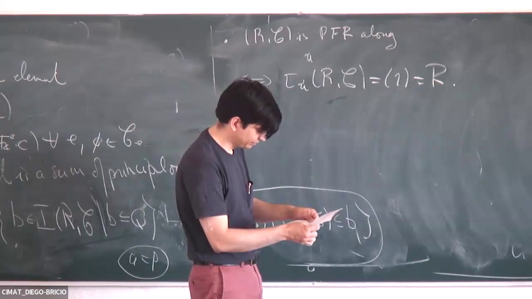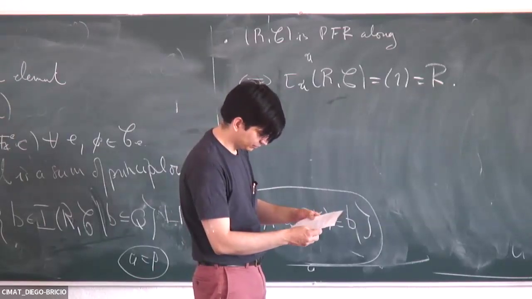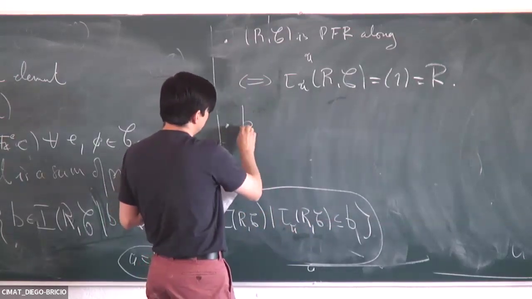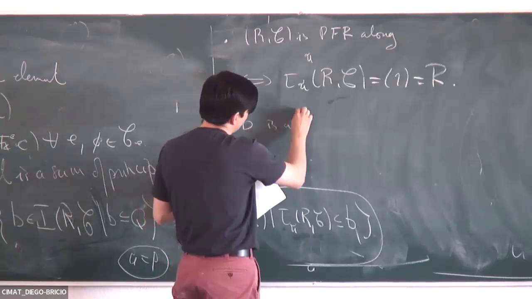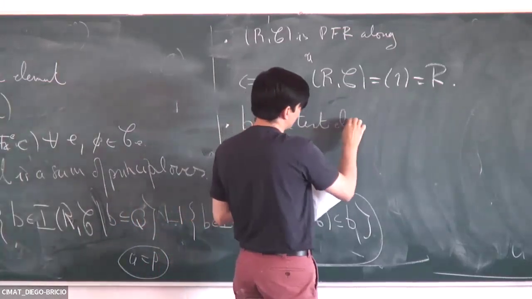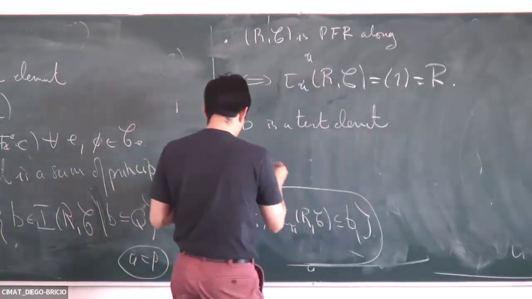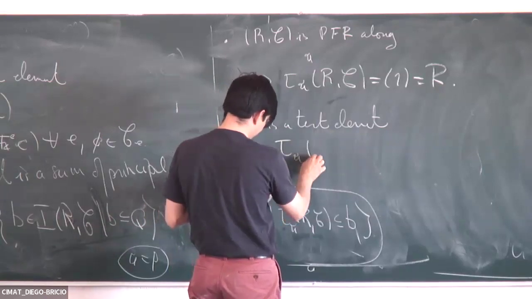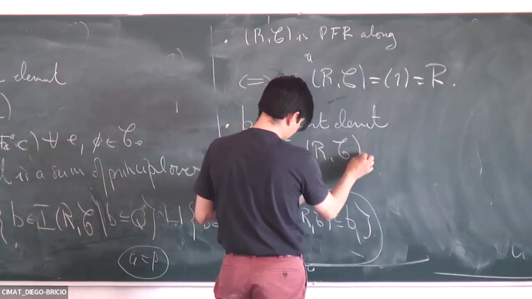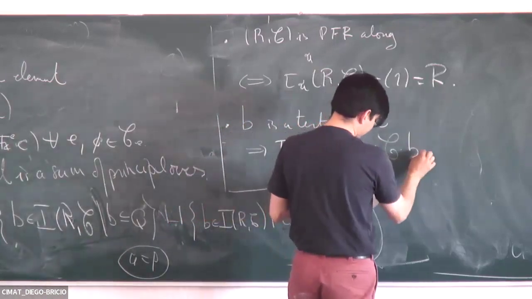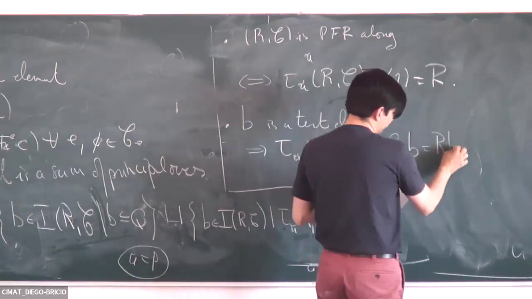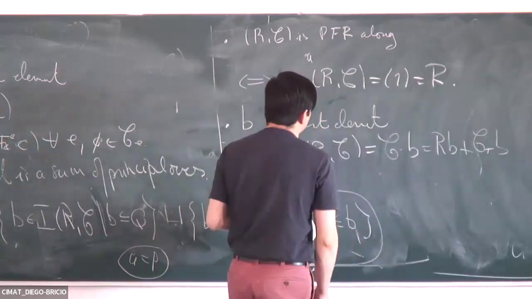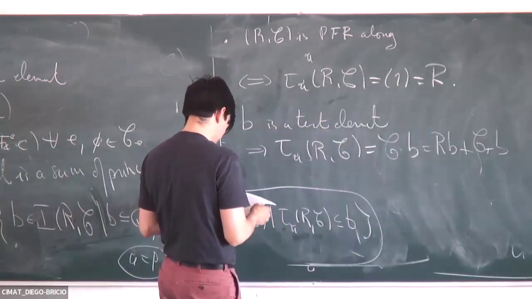So, the next remark is that if B is a test element, it doesn't have to be principal, it just has to be a test element, then this really follows from, well, not follows, but it's things we have observed before. Blah, blah, blah. So that's okay.